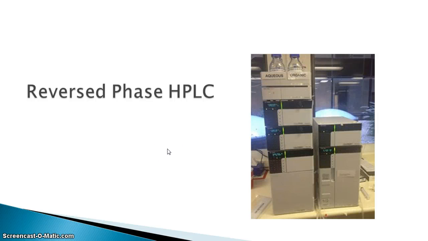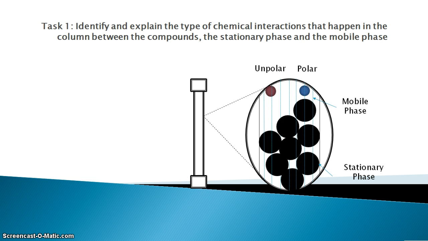So basically this will be a video based on learning objectives in regards to reverse phase HPLC. For the first learning objective, I have to discuss the stationary phase and mobile phase. As you can see here, which is a picture of a column, it gets expanded out into a more specific diagram. You can see the mobile phase, which is dotted lines, and then the stationary phase are black circles.